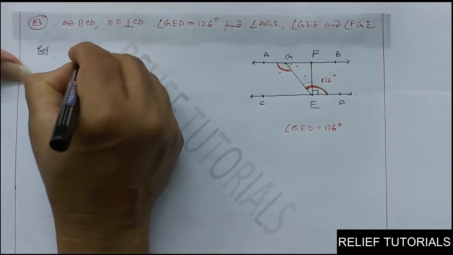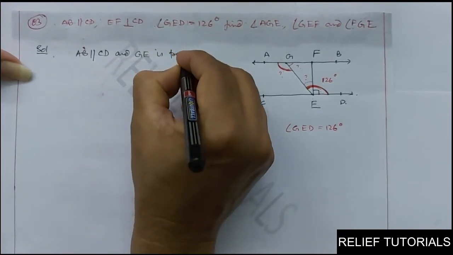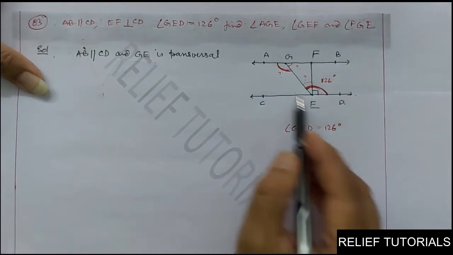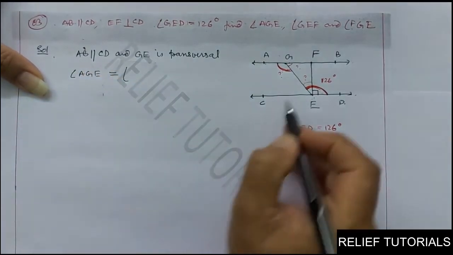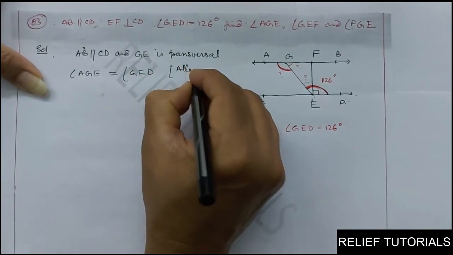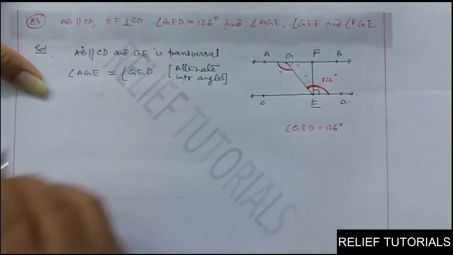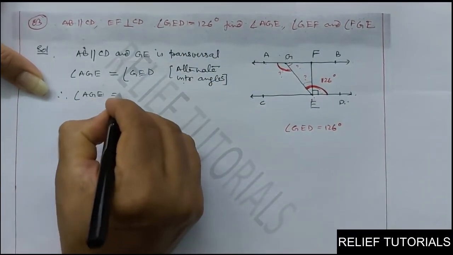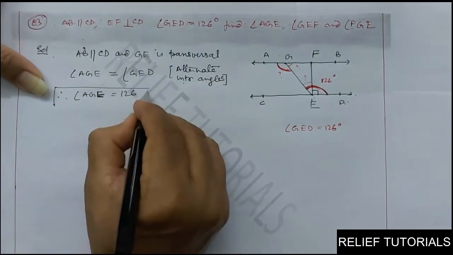So what you will write here? AB is parallel to CD and GE is transversal. So angle AGE is equal to angle GED. Reason: alternate interior angles. But GED is equal to 126. So therefore angle AGE is equal to 126. So we got AGE 126.